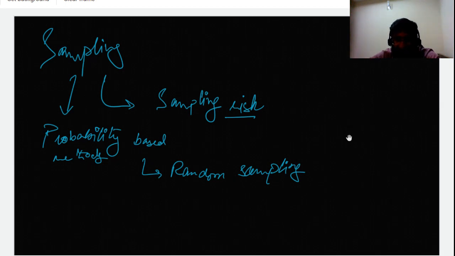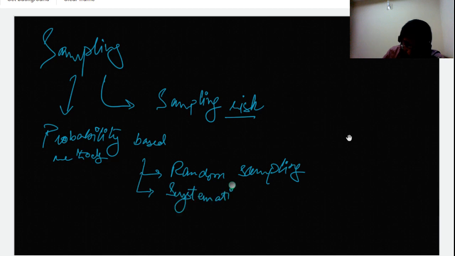The second one is systematic sampling. Can you explain them again? These are methods of choosing a sample. I have to choose a sample, so how do I choose my sample? The first one I mentioned was non-probability based, and I will cover that again when I get to non-probability based methods. I'm right now covering the probability based methods.